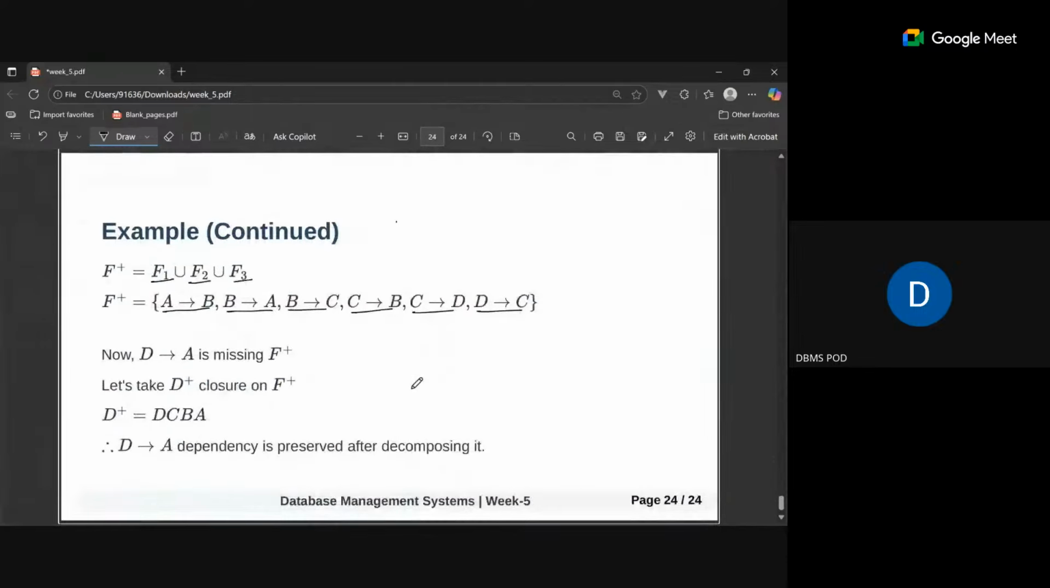Okay. Now you need to check whether this F plus equals F, your original dependency set, or not.